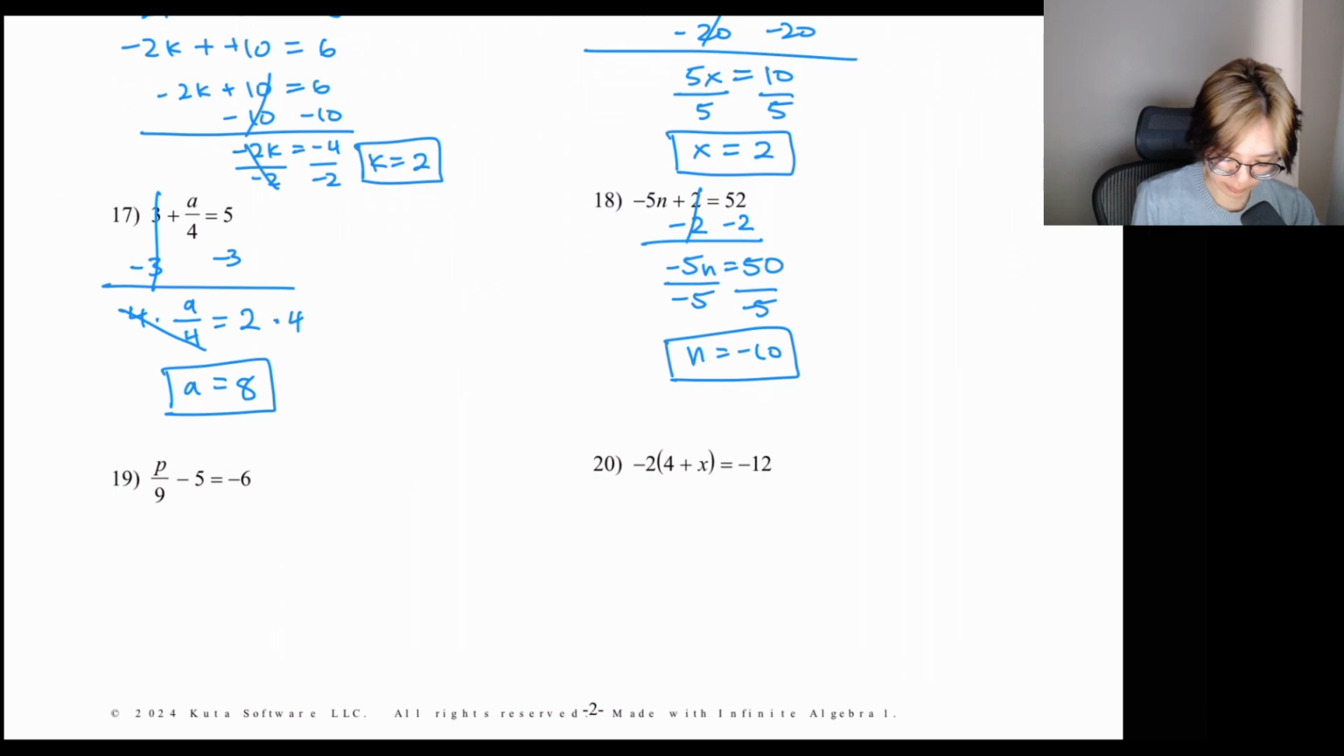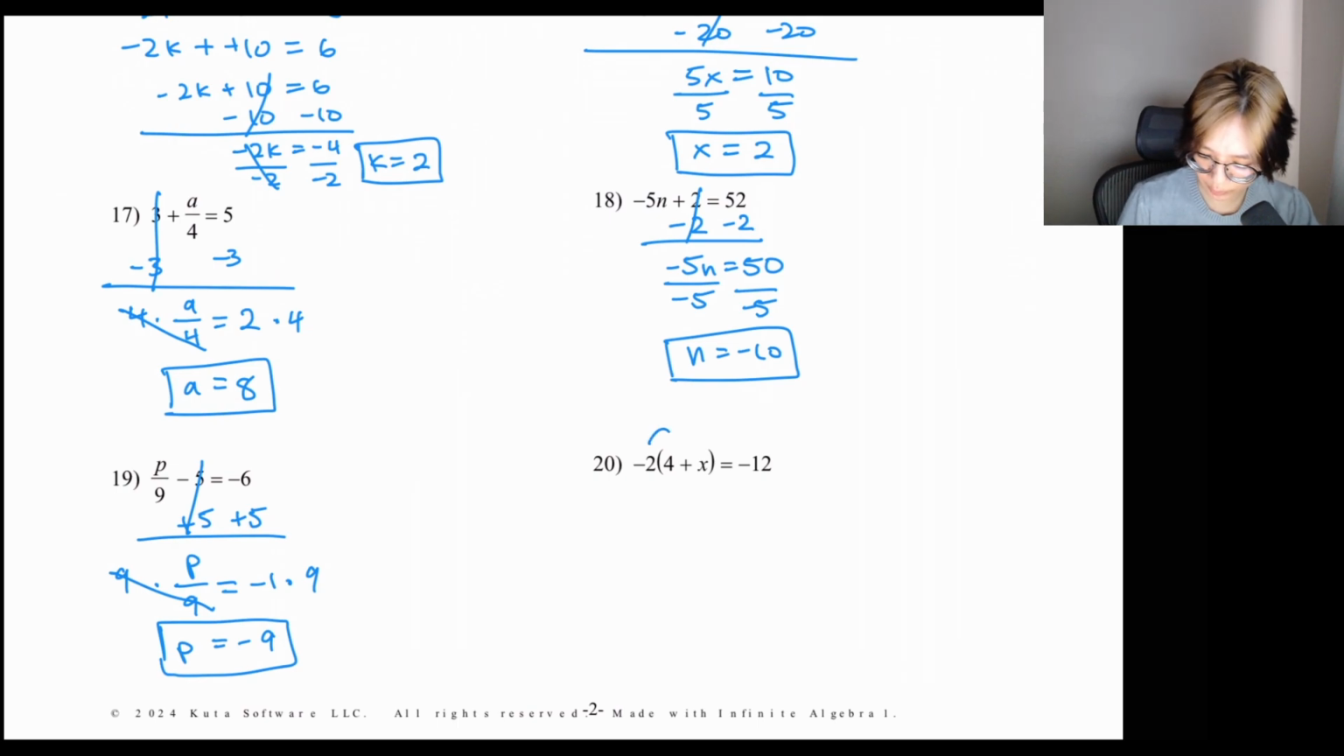P over 9 minus 5 equals -6. Add 5 to both sides. P over 9 equals -6 plus 5 is -1. I multiply both sides by 9. P equals -9.